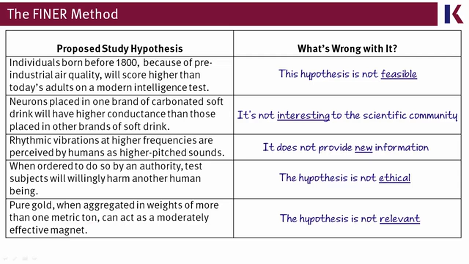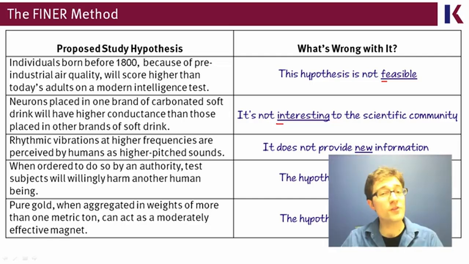This reveals why we call it the Feiner method for judging whether studies are appropriate. Generally, a good hypothesis, in addition to being basically testable in that you can phrase it as an if-then statement, make control groups and experimental groups, should also be feasible, interesting, novel or new, ethical, and relevant. And those are the basic facts about hypothesis, design, and choice that will help you out for the MCAT.